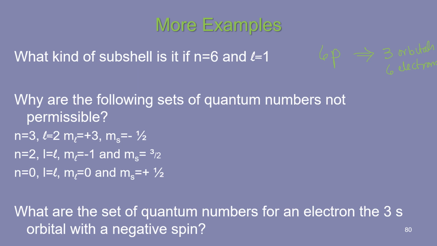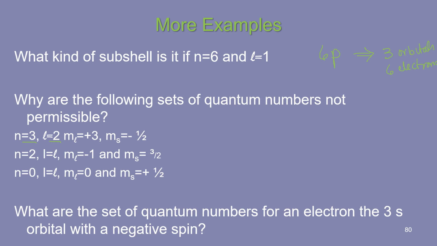Why are the following sets of quantum numbers not permissible? Okay, well, let's just go through them. So if n equals 3, no problem. If n equals 3, can L equal 2? Yes, because L can be anything up to n minus 1, which is 2. So L can equal 2.